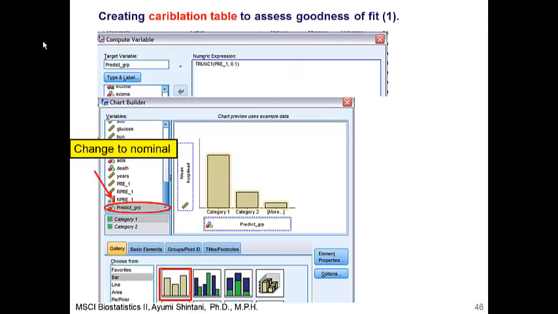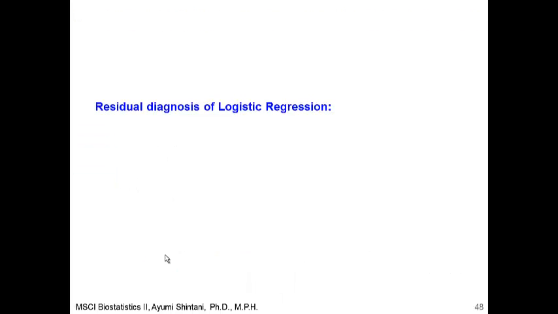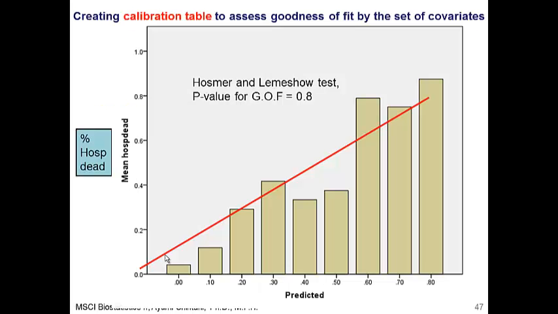Let's redo the calibration plot using the larger model, including more variables. So now we have a bar graph much closer to the 45-degree line. So the Hosmer-Lemeshow test indicates this is a good fit.